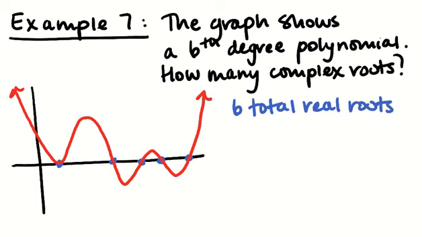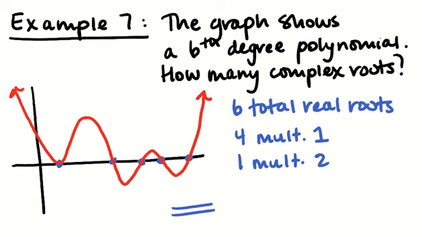And a 6th degree polynomial with 6 real roots, I've found all of them, meaning no complex roots are on this one. Okay. Let's see, 4 regular standard roots with multiplicity 1, and 1 with multiplicity 2, meaning no complex roots.